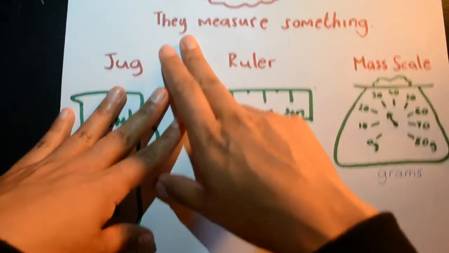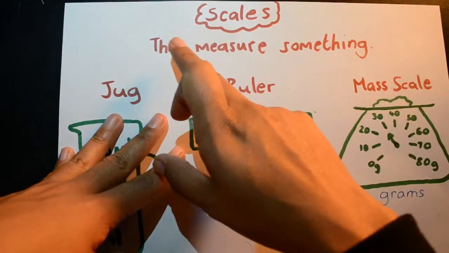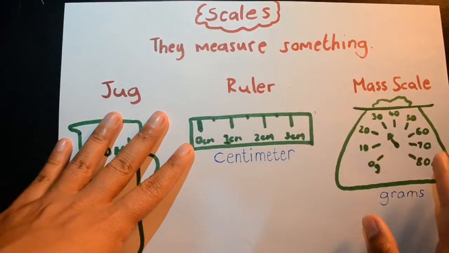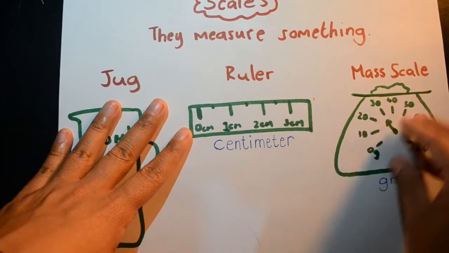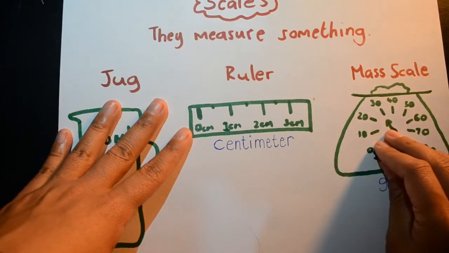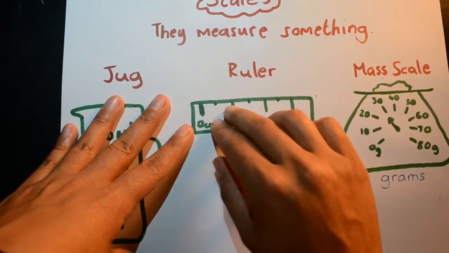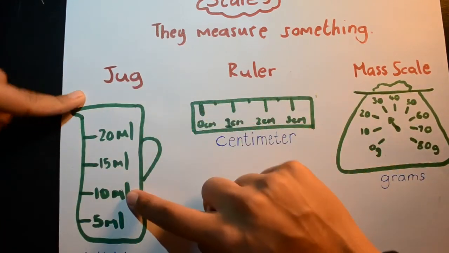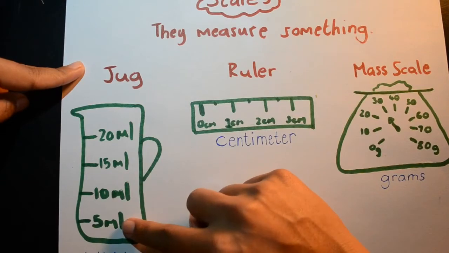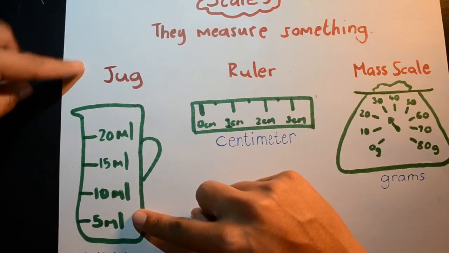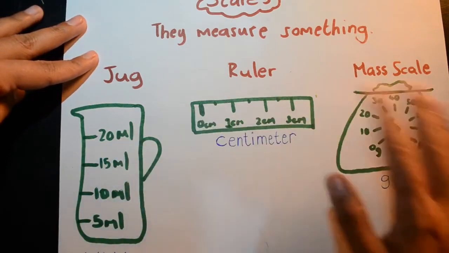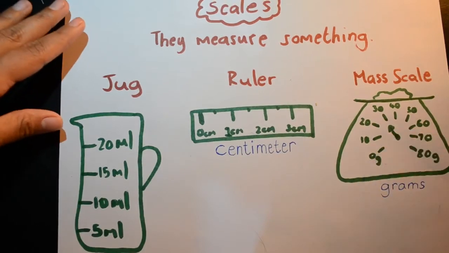That's why I said scales measure something. This can measure how heavy or light something is. This measures how long or short something is. This measures how full or how empty something is, or how much is there in that container.